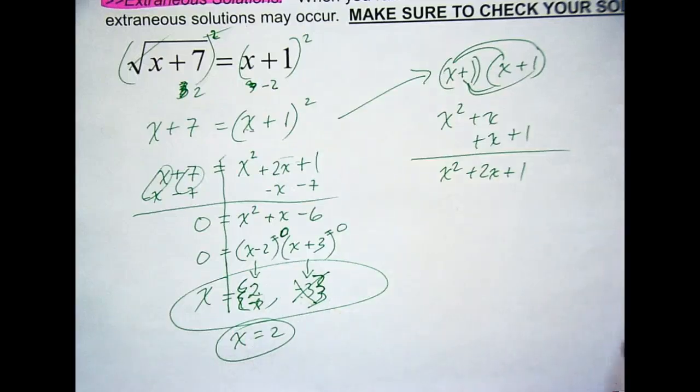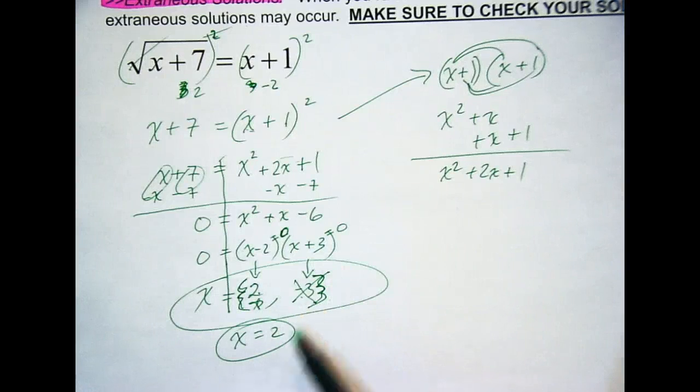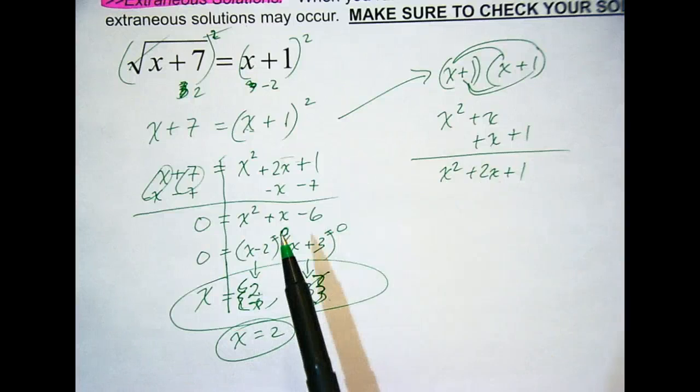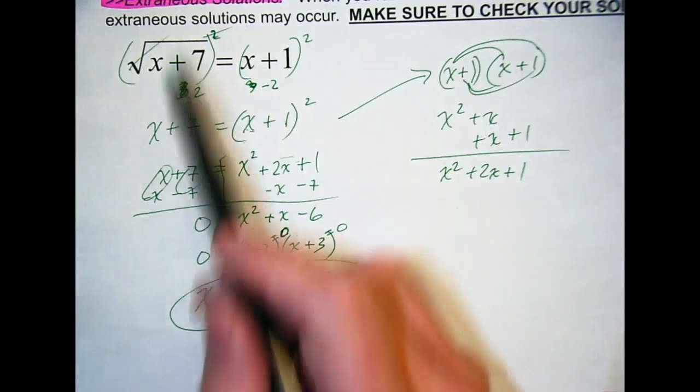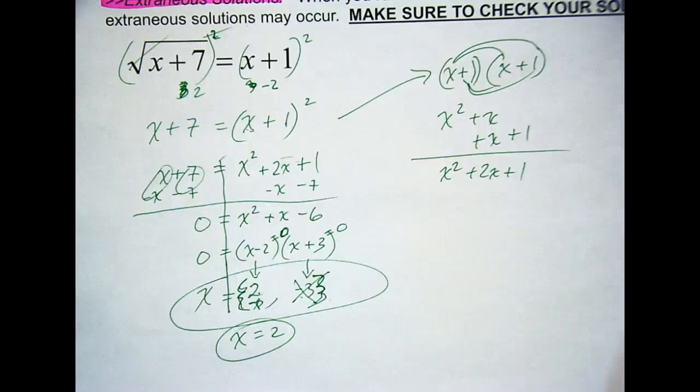Now, the key is usually the ones that are extraneous, not always, but usually the ones that are extraneous are your negative ones. It's not always the case. You need to test even the positive ones because it depends what your equation looks like. But, okay? Any questions?